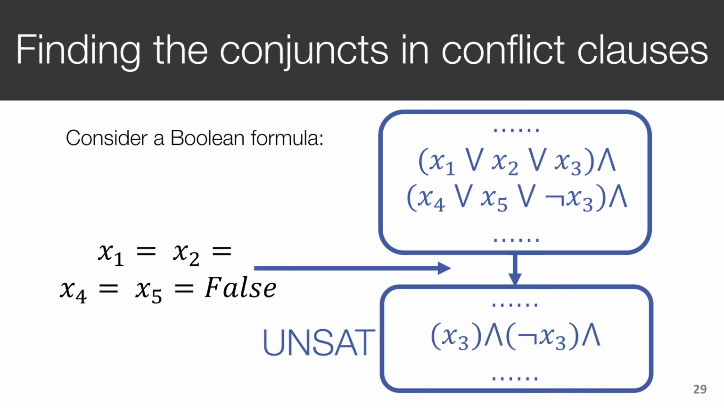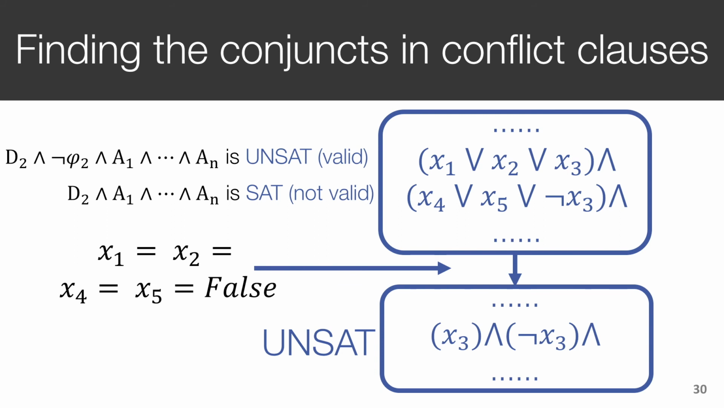In this Boolean formula, if we make x1, x2, x4, and x5 to be false, it can be simplified as x3 and not x3 and other clauses. As x3 and not x3 cannot be satisfied, which means you cannot find a value to make x3 and not x3 to be true at the same time, the whole Boolean formula is unsat.